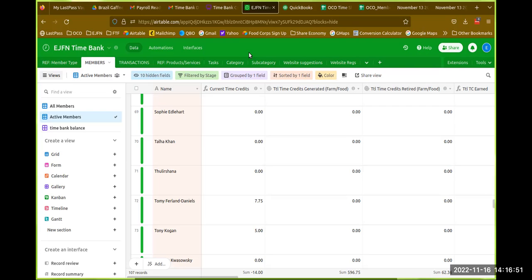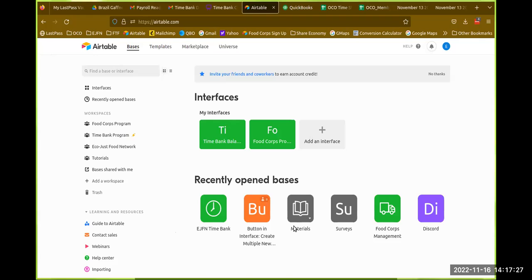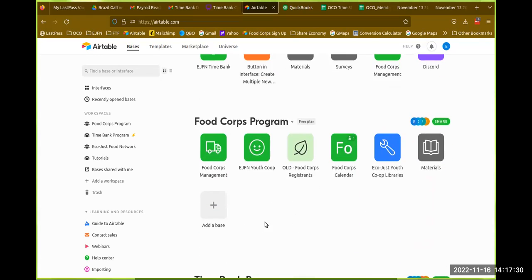Mm-hmm. So the thing with the pro plan is that we only have the pro plan for the time bank workspace. I could move the food core Airtable into the same workspace as the time bank, so that we can get the functions of the pro plan for the food core table as well. I think we should. The only downside is that it would kick off anyone who it was shared with in the past. I don't think that's hugely troublesome.